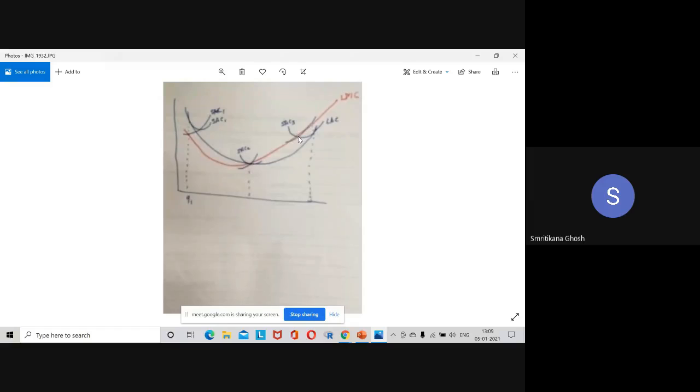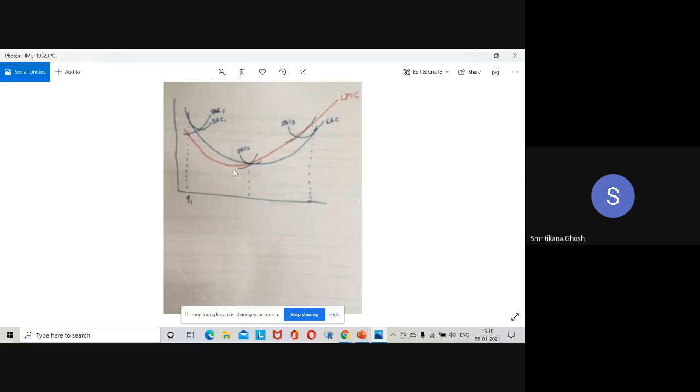Now come to the last part, SAC3. It is also tangent to LAC at this point. Now, once you drop the line here, it will not intersect the corresponding SMC because SMC is above SAC for this portion. So you have to extend that line from the tangency upward. It will intersect the SMC at a particular point. Again, that point will be a point of your LMC. So you have 3 points: one is here, another is here, and the last one is here.